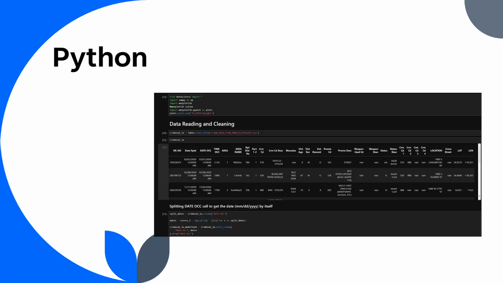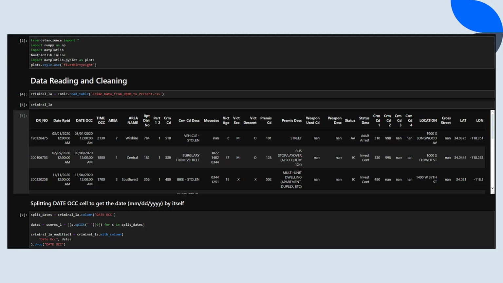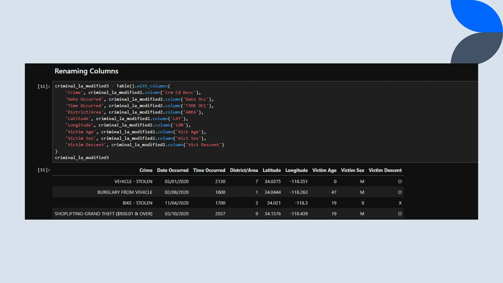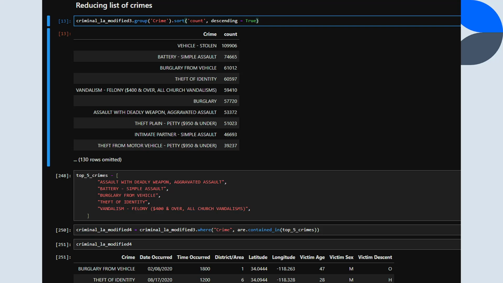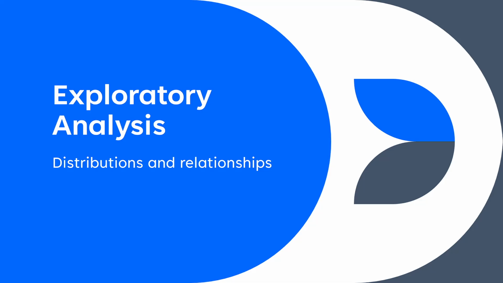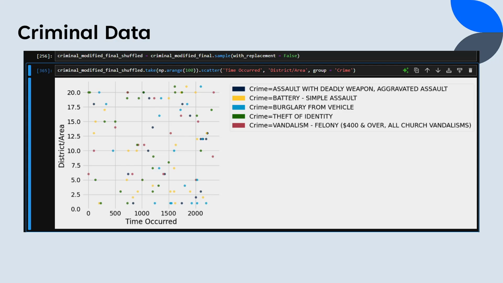I did similar cleaning in Python with the crime dataset. First, I read in the data, which was a CSV file. I selected only necessary columns. I renamed the columns to be more easily understood. There were also over 130 classified criminal activities, so I narrowed it down to the top 5. And I then removed missing values. So now we'll cover some of the exploratory analysis that I did on the two datasets.